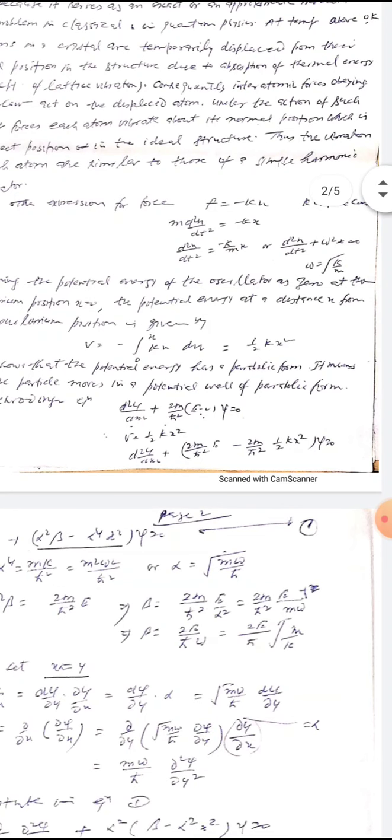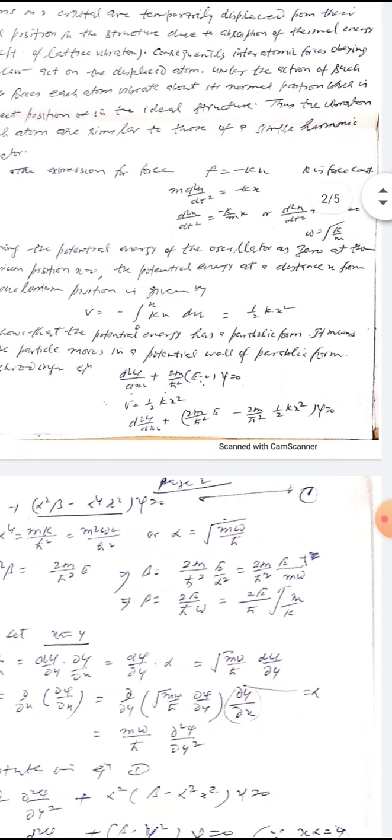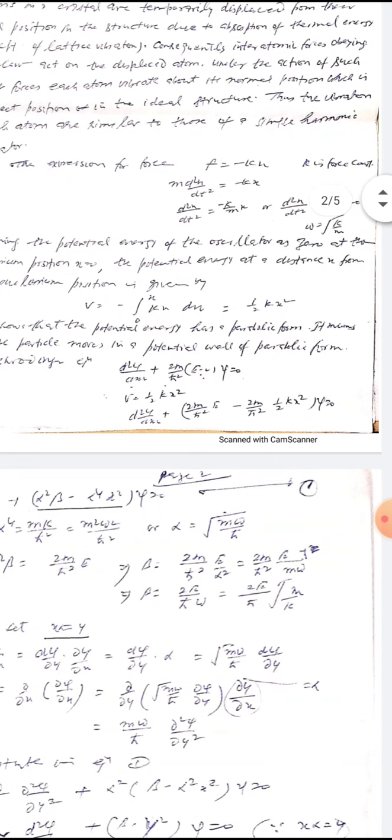Now, the Schrodinger equation starts, and let us write the Schrodinger equation: d2 psi by dx square plus 2m by h cross square (E minus V) psi equals 0. So let us substitute the value of potential energy, half kx square. So the Schrodinger equation becomes del 2 psi by del x square plus 2m by h cross square E minus 2m by h cross square half kx square psi equals 0.